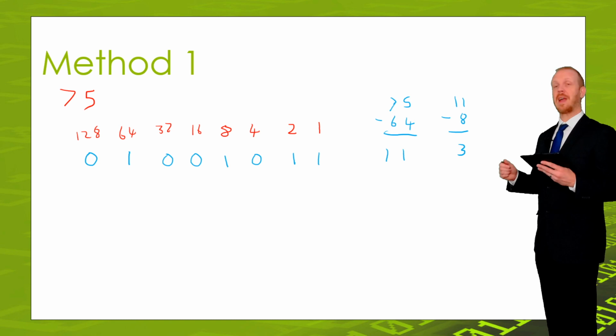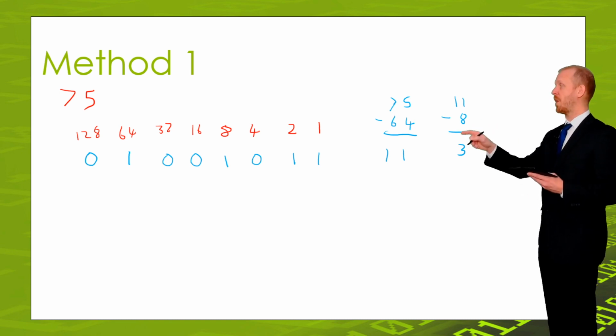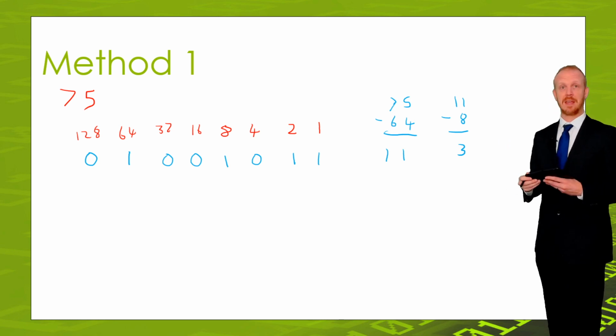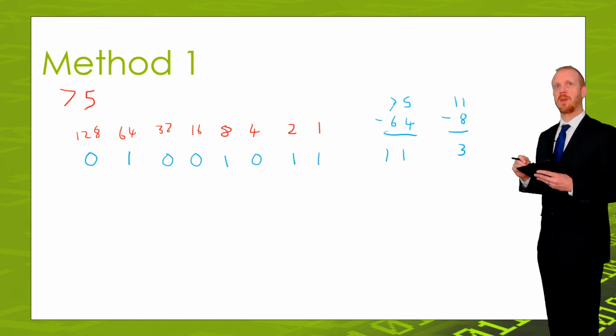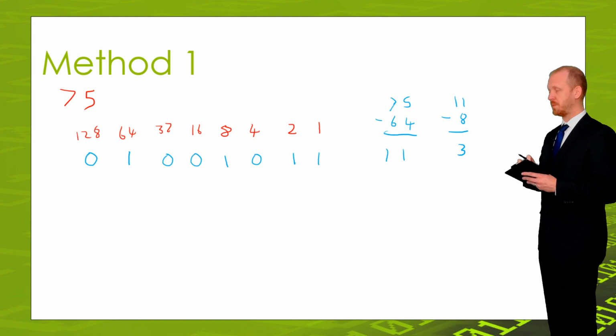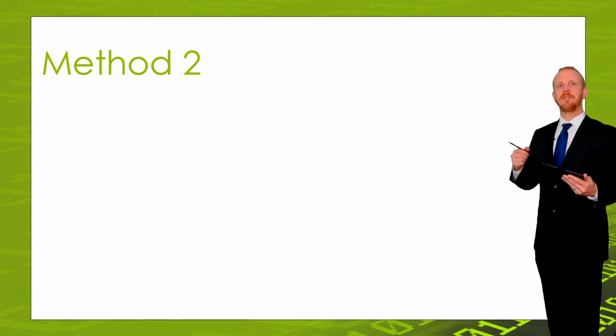A lot of people very happy with that method, makes perfect sense. You can see what we're doing is we're just figuring out which of those column values we need to add together to make the number we're after. There is another method of doing it, which a lot of people really like. I'm not going into the maths of why this works, but if you do like it, you're more than welcome to use it. The second method for doing this involves repeatedly dividing by 2.